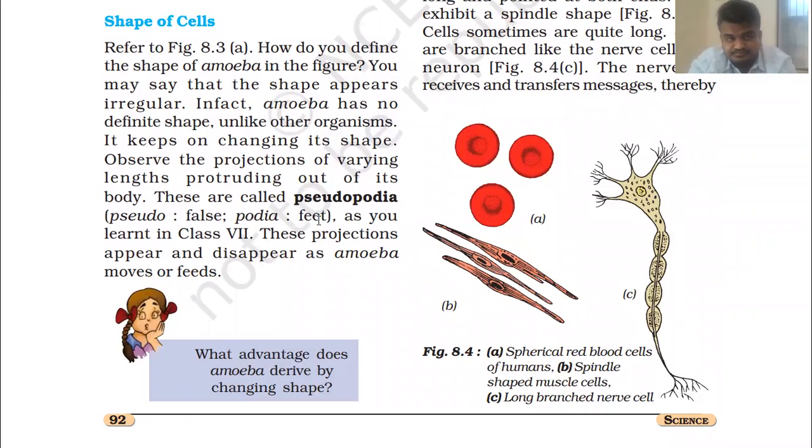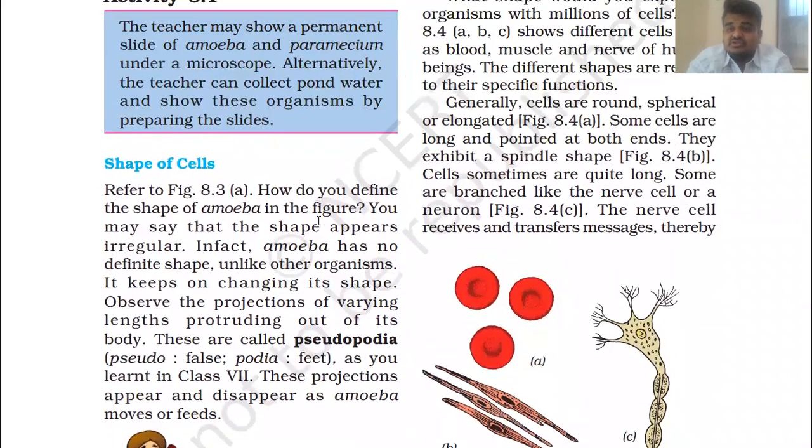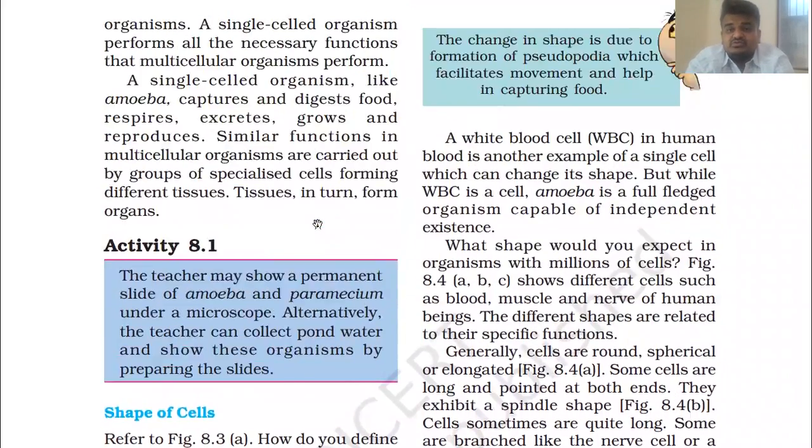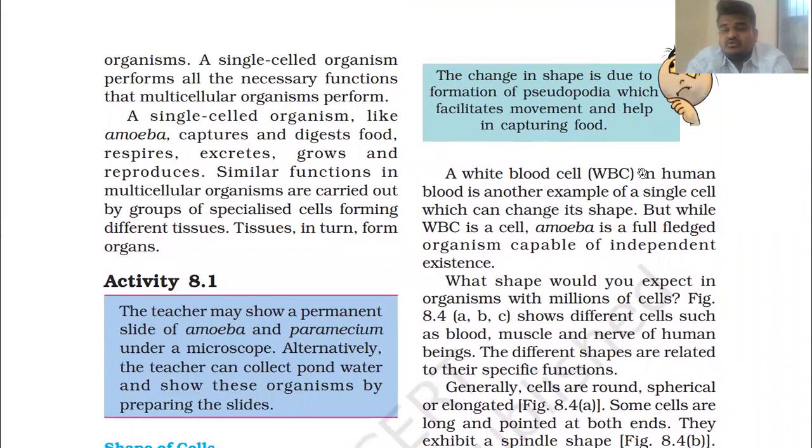Okay, so this is basic about the shape of cell. Now let's discuss this white blood cell. White blood cell in human blood is another example of a single cell. We can say it is a single cell only, which can change its shape.